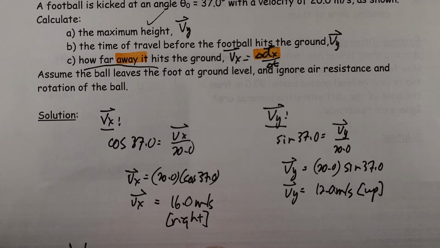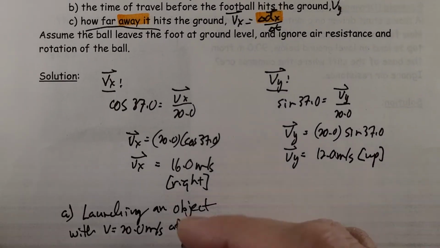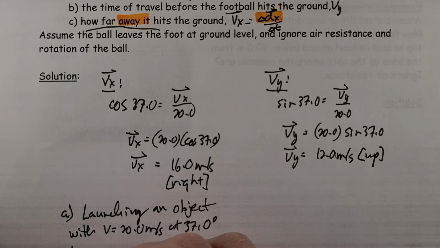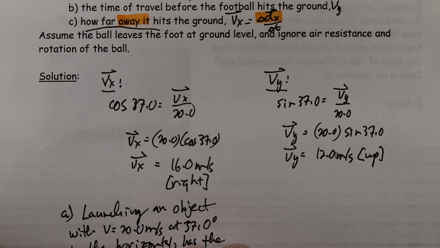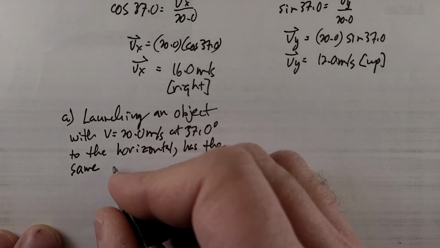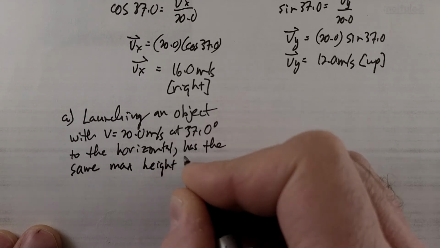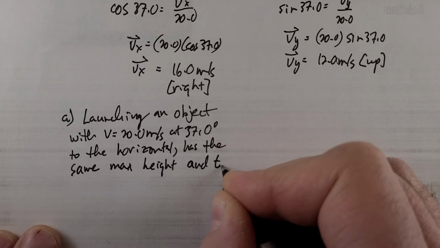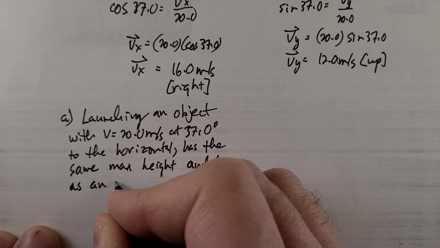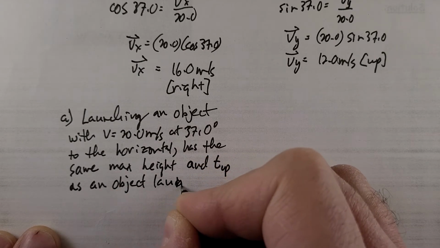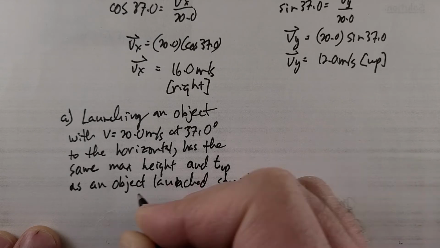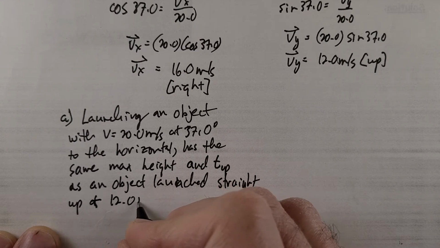So launching an object with V equals 20 meters per second at, what was that, 37 degrees to the horizontal has the same, I guess I should show you that, has the same maximum height, max height, and time up as an object launched straight up at 12.0 meters per second.